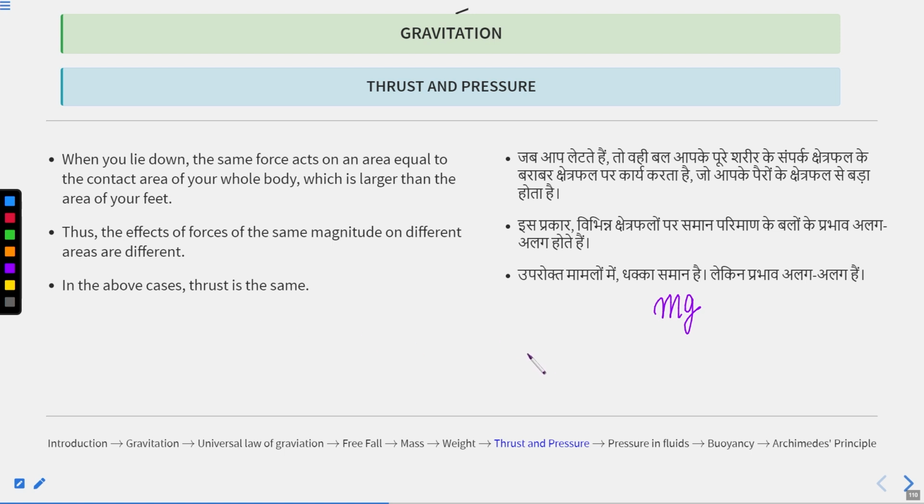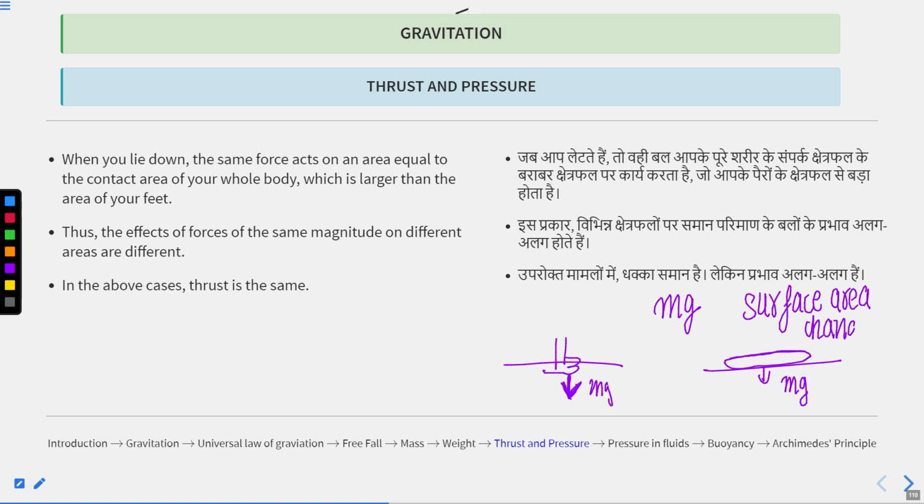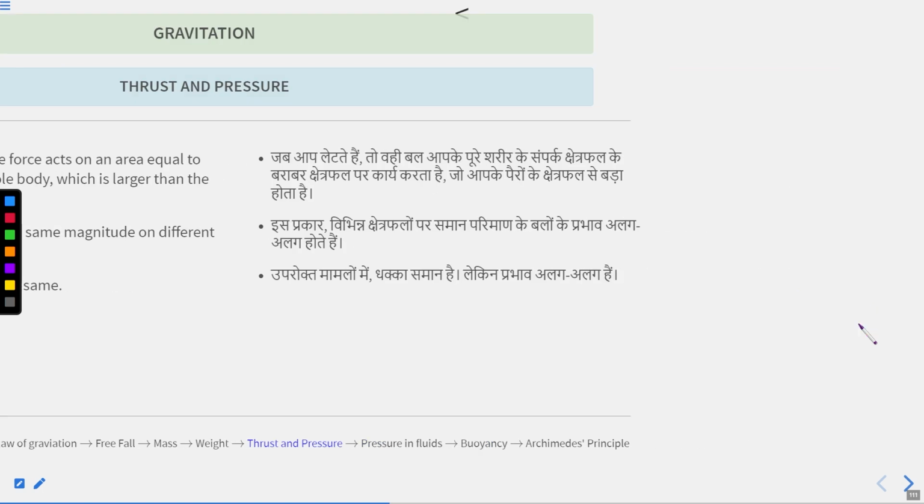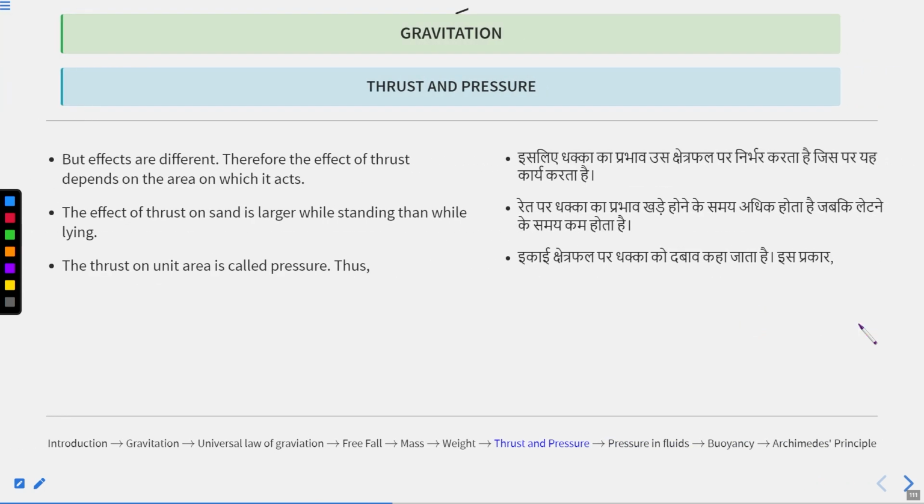So in both cases, when you were standing, the magnitude of the force, which is your weight or your thrust, was mg, and when you were lying down on the sand, the force was still the same, but the surface area changes. So the important thing is that the surface area changes. The effect of thrust on sand is larger while standing compared to while lying.